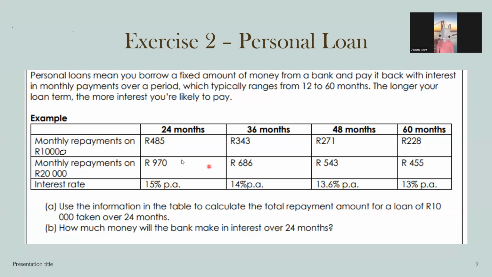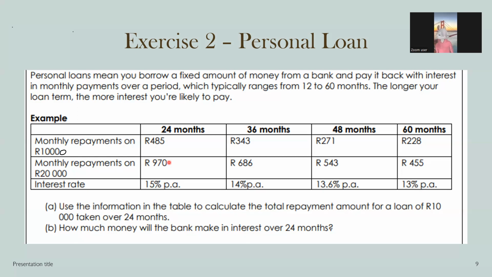And that's exactly the same for monthly repayments on 20,000 rand. Meaning, if you take a loan out for 20,000 rand and you tell the bank, okay, I want to pay this loan over 2 years, how many months are there in 1 year? 12. So if there are 12 months in 1 year, how many months in 2 years? 24. So I have to pay back 970 rand per month for 24 months if I take out a loan of 20,000 rand and want to pay it back over 2 years.